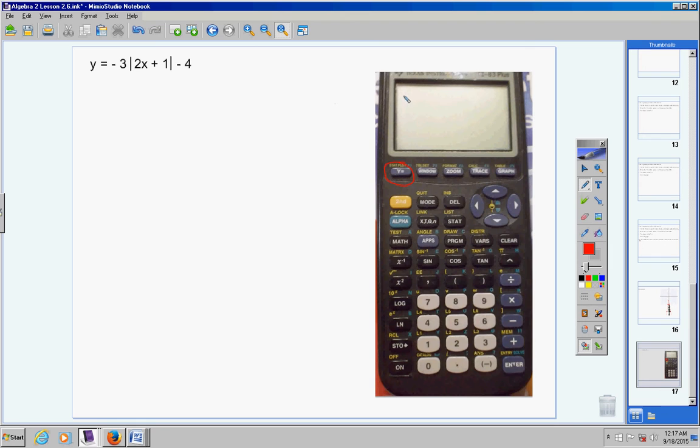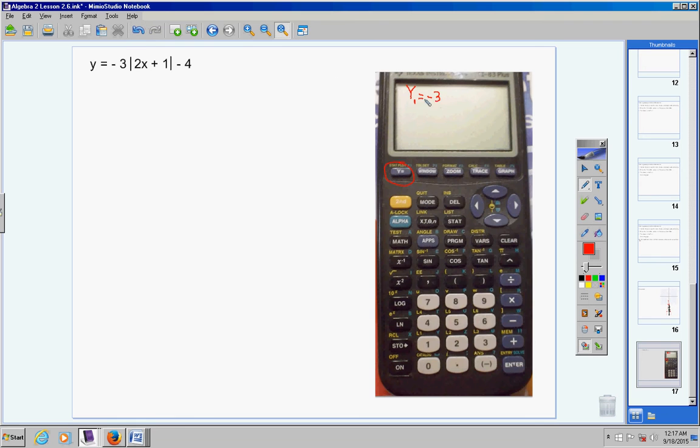Now you should have y subscript 1 and an equal sign, and the cursor should be right here flashing, okay? Now, I want you to type -3. When you type -3, do not use this negative here. That's a minus sign. Use the negative sign right here, okay? So go ahead and type -3.